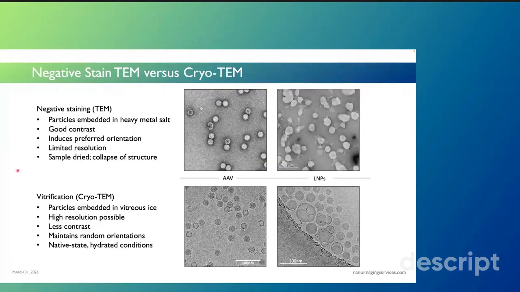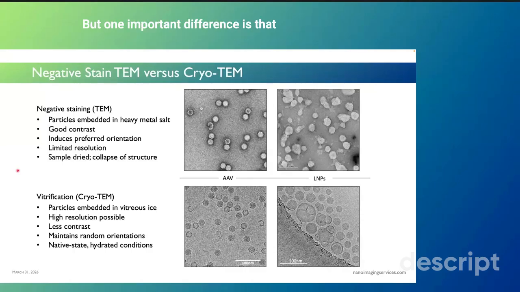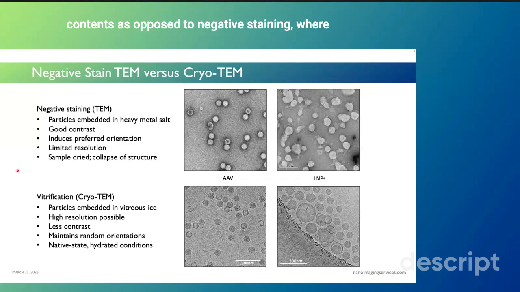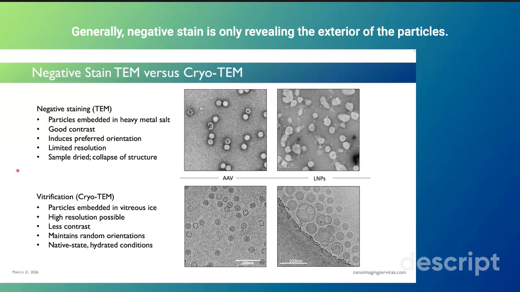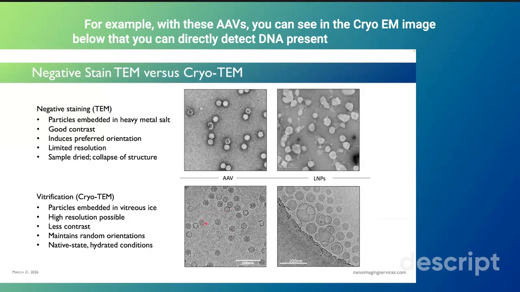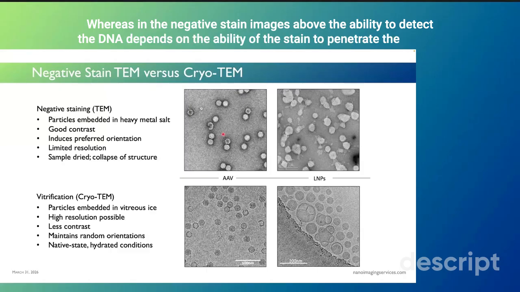Both the negative stain and cryo-electron microscopy have their place, but one important difference is that the contrast observed in cryo-electron microscopy images is directly attributable to the particles and their contents, as opposed to negative staining, where the contrast is a much more complex function of how the stain is interacting with the particles. Generally, negative stain is only revealing the exterior of the particles. For example, with these AAVs, you can see in the cryo-EM image below that you can directly detect DNA present within capsids or not. Whereas in the negative stain images above, the ability to detect the DNA depends on the ability of the stain to penetrate the capsid.